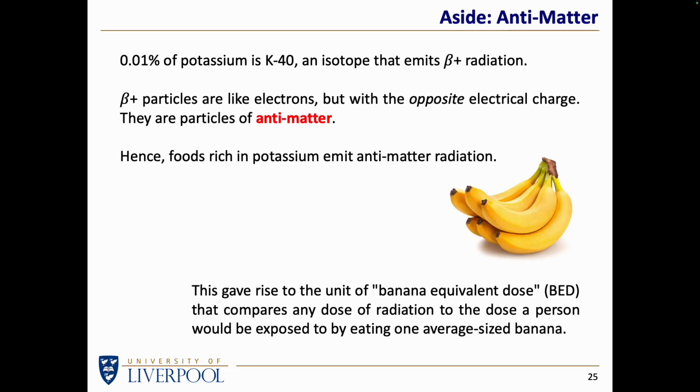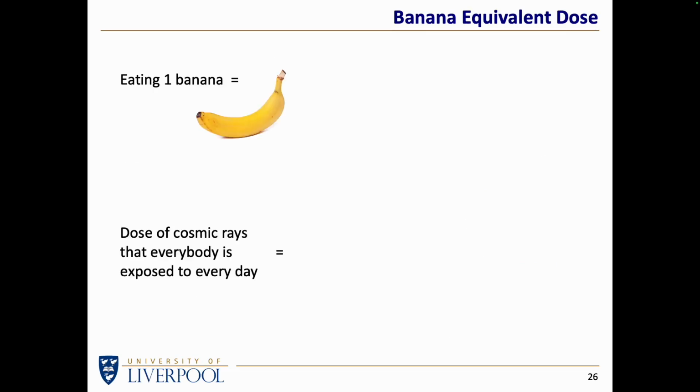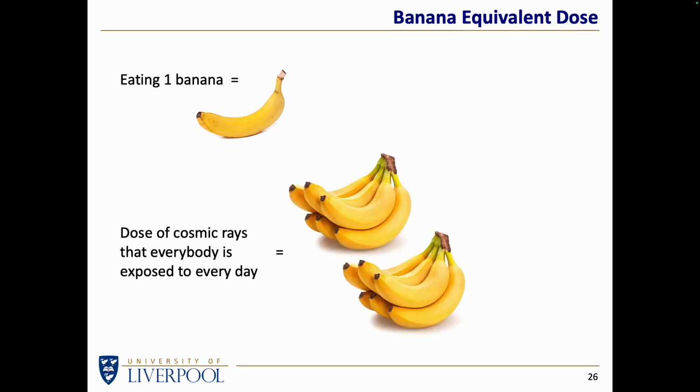It's how much are you receiving in any given dose compared to the dose you would get from eating one banana. So for instance, compared to eating one banana, what is the dose that all of you are getting, everybody, every day, from cosmic rays? They're coming everywhere. You're not protected by the roof or the walls. Cosmic rays are coming through, and you are receiving a dose of cosmic rays all the time. Compared to eating one banana, the amount of cosmic rays you're receiving is something like a dozen bananas. There we go. So that's why the banana equivalent dose exists, just to give you a comparison.